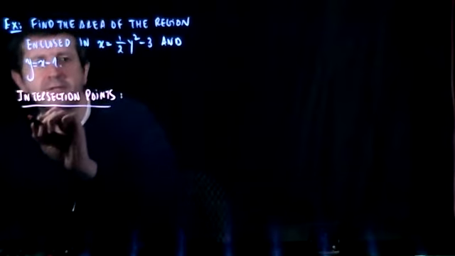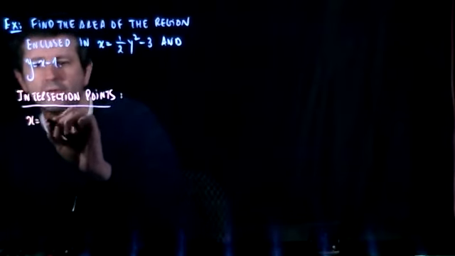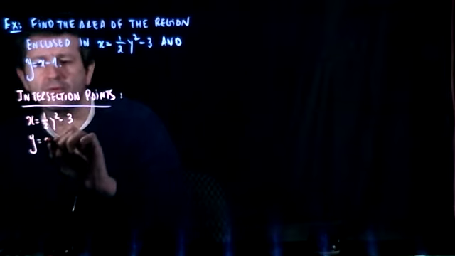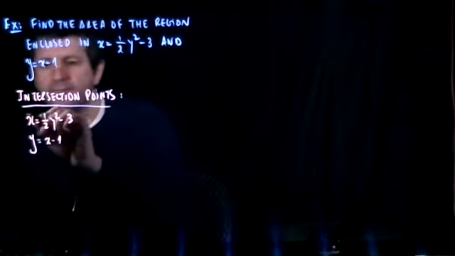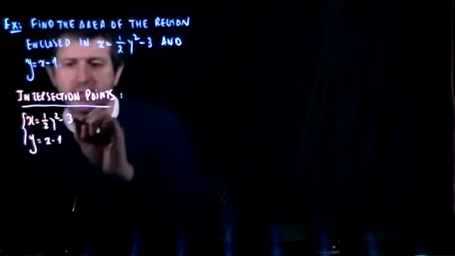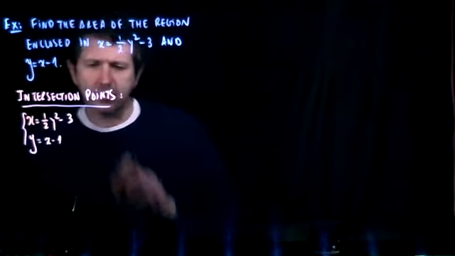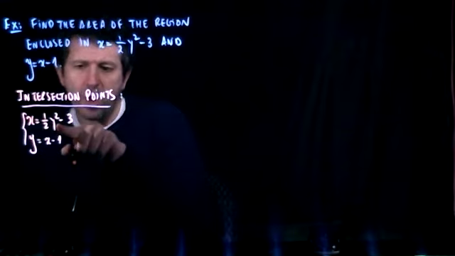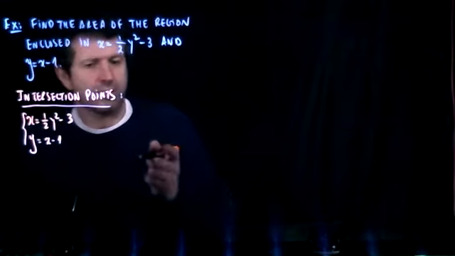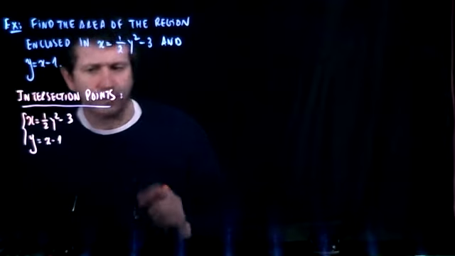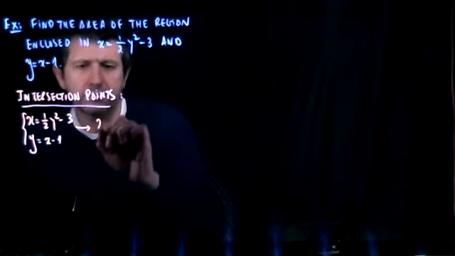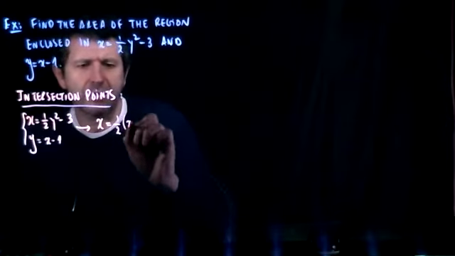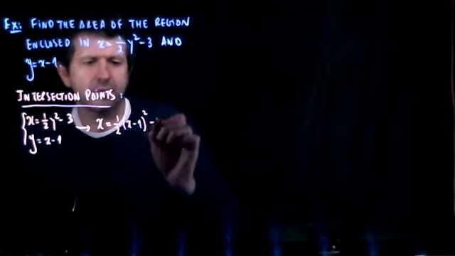So I have to solve the system x equals 1/2 y² minus 3 and y is equal to x minus 1. Okay, so how do you solve this? There's many ways. What I would do is replace the y in the first one by x minus 1 and solve for x. But there's many ways. So x equals 1/2 times (x minus 1) squared minus 3.